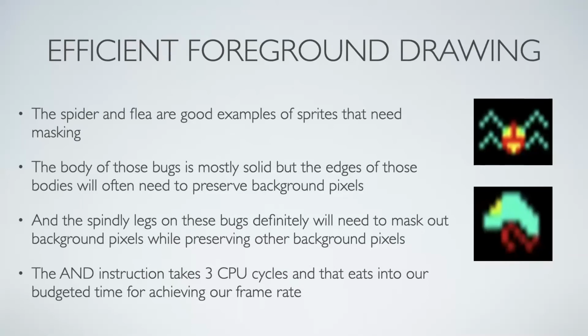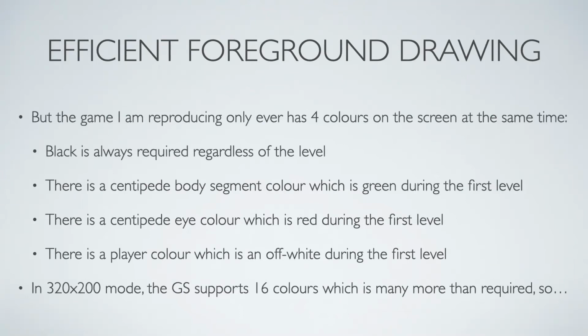Worse, there's these spindly little legs on these bugs with lots of space for background pixels to leak through. Definitely a bunch of masking would be required. The AND instruction is what will be used to mask those pixels, but that takes 3 CPU cycles and consumes some of our limited budget of time when trying to hit 60 frames per second. So this is the bug-specific optimization I've mentioned previously.